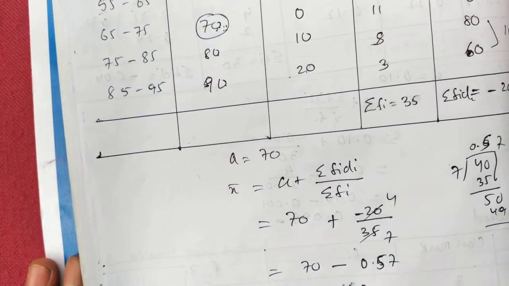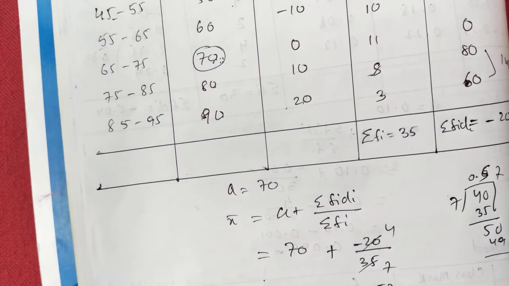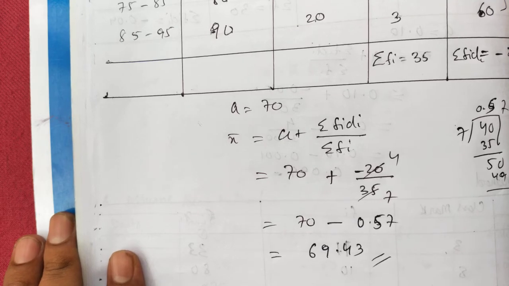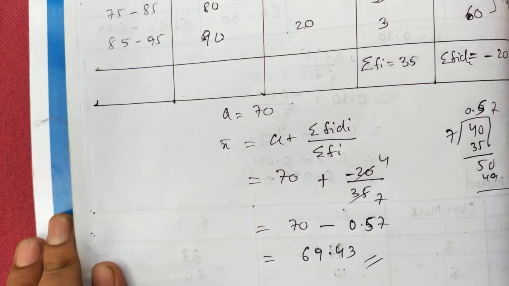So this is the assumed mean method, okay? You can pause the video to write the solution. Thank you.